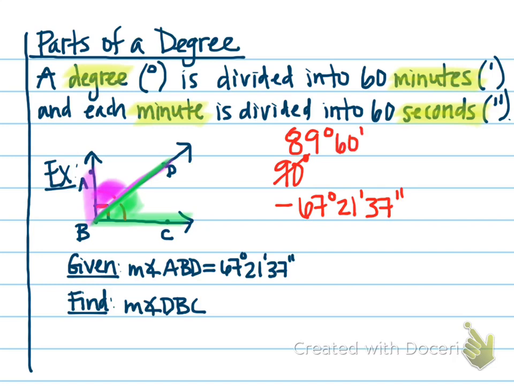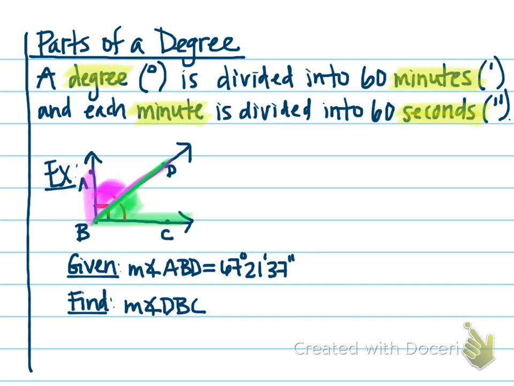But I also need seconds. So what I'm going to do is take away from the 60 minutes, which would be 59 minutes, and I'm going to have 1 minute left. 1 minute is 60 seconds. So if I put 60 seconds with that, 89 degrees, 59 minutes, and 60 seconds is the same as 90 degrees.